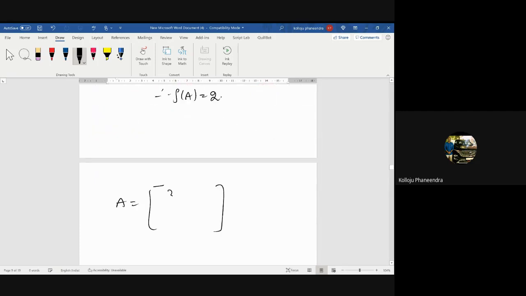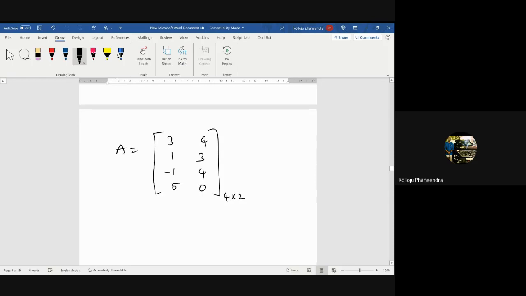Then same thing, if I consider another matrix A, let me select like this: 3, 4, 1, 3, some negative 1, 4, and some 5, 0. What is the order? 4 by 2. So what are the square submatrix orders? 2 by 2 only. You select first 2 by 2: 3, 4, 1, 3, 9 minus 4, this is 5, not equal to 0.